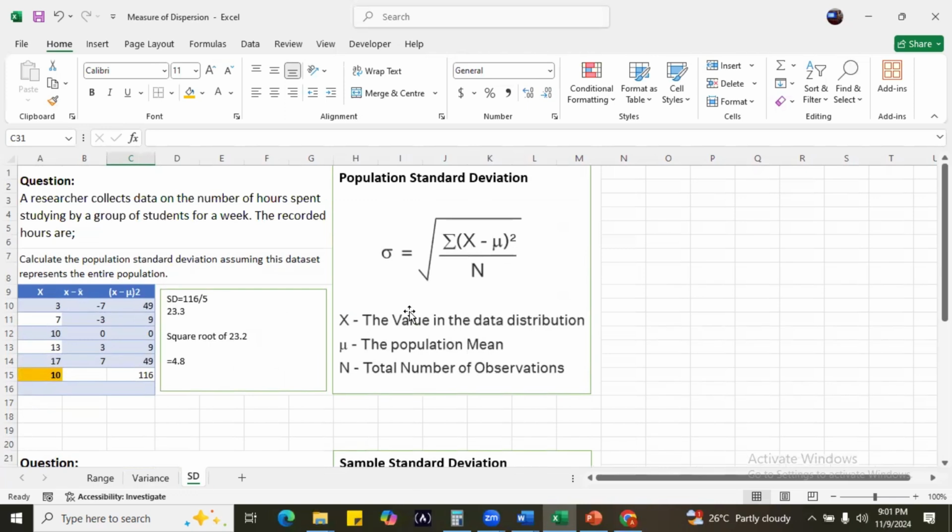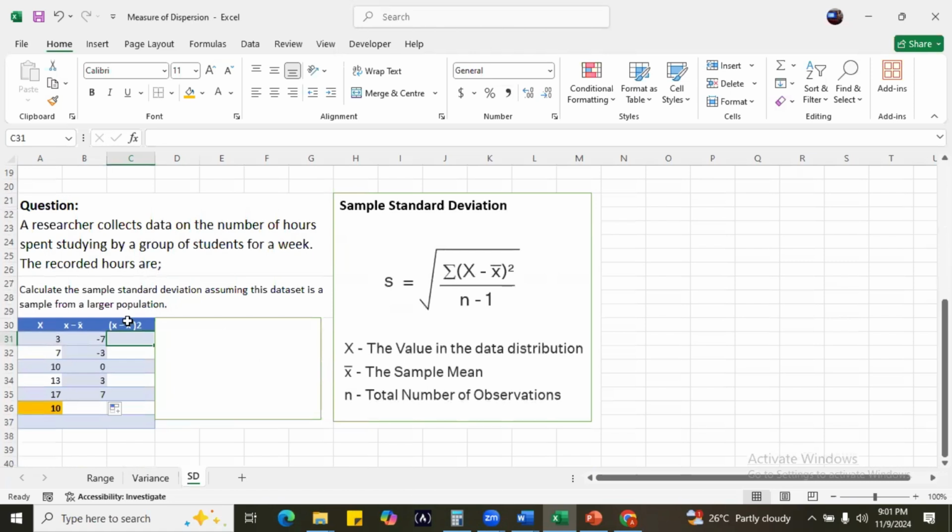The difference here is that, assuming, let's read this question. The researcher collects data on a number of hours spent studying by a group of students for a week. Let's say this is the entire group, right? The group of students he studied, this is the entire population, right? So we didn't have to pull a sample out of a student. So this serves as the population, right? But in this case, let us assume that this group of students were just a sample out of the entire students. So that is the difference here.